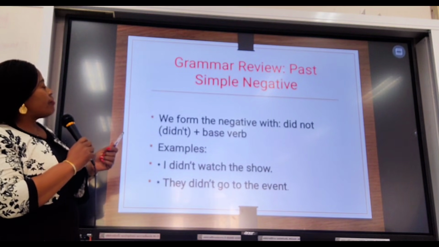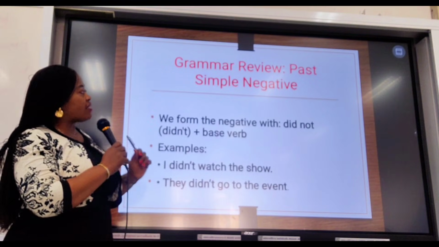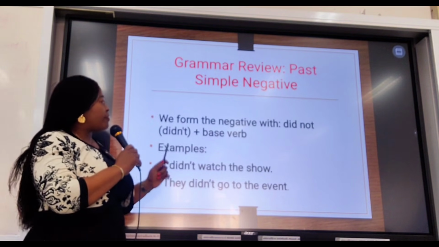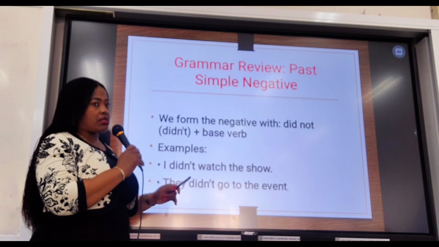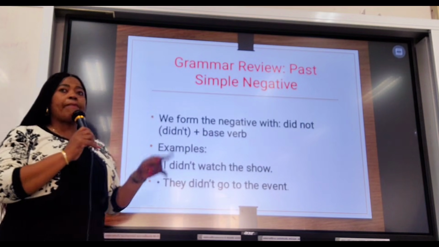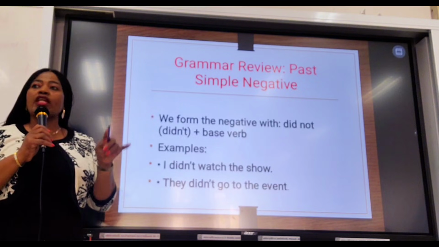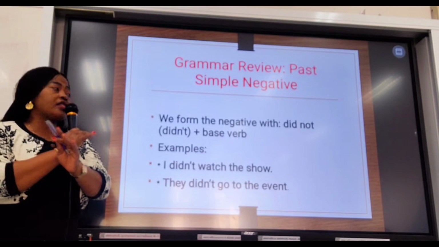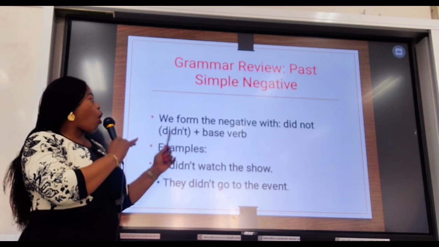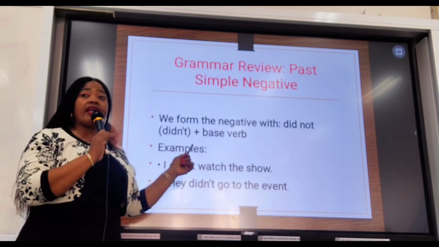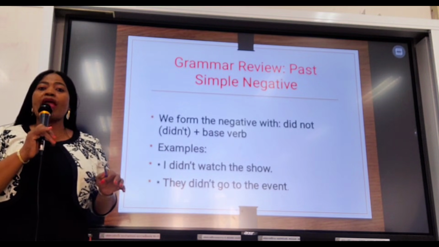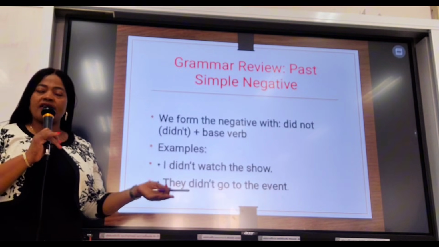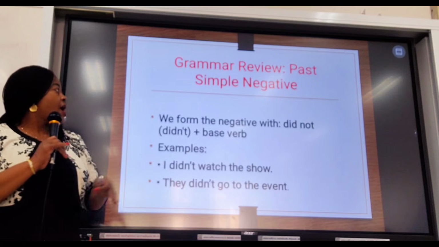We have grammar review, past simple, negative. Now, we form the past simple with did not. Remember, did is the past simple. But when we are talking about the negative, we have to put not. So because we have to add not, it will become did not or didn't. Didn't is the short form. So remember, we have the long form and the short form. The long form is did not and the short form is didn't.